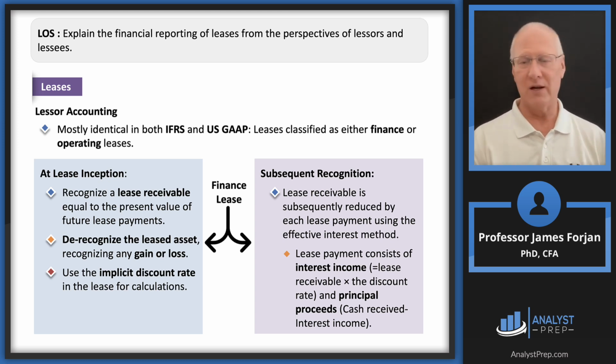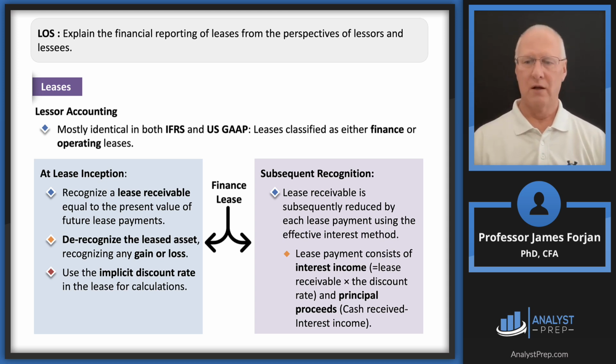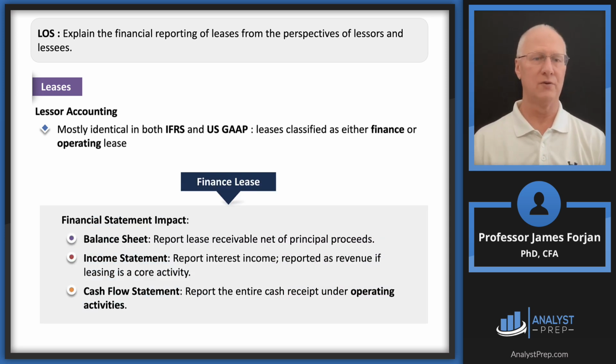So you have to put in some kind of journal entry that says we're getting rid of that leased asset, and then you'll have to recognize any gain or loss, and we'll use some kind of implicit discount rate for these calculations. So what happens over time then? That lease receivable is going to be reduced using the effective interest method. There's a good formula down there. I would probably know how to do that. Interest income and principal. Make sure you can do that. And that math is based on those tables that we just did.